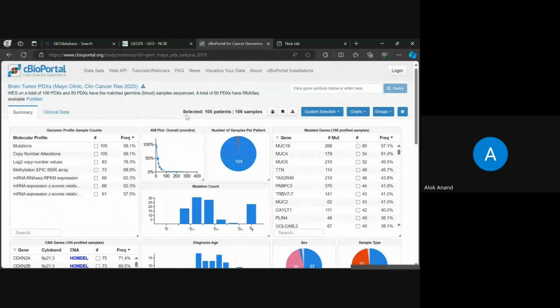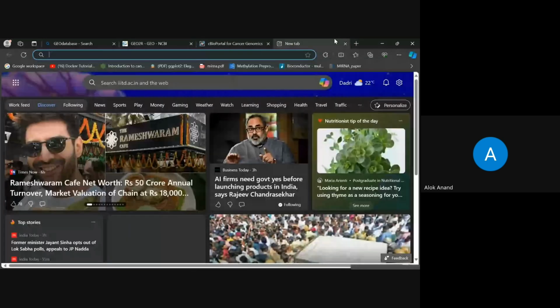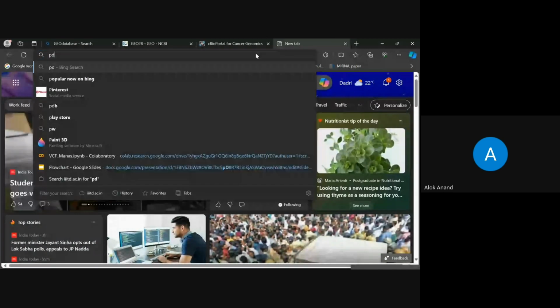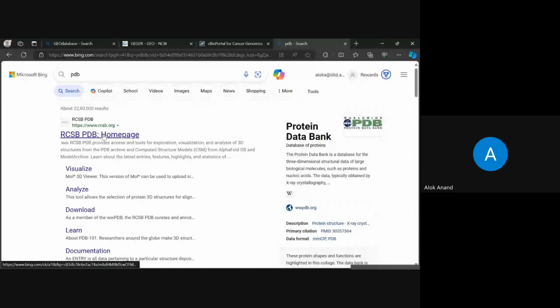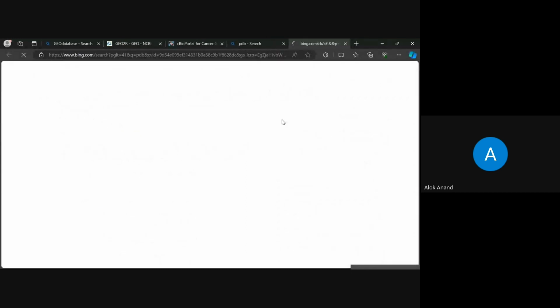Then we have the cBioPortal, one of the great platforms. In this you can find the survival data of the patients as well. Then if you go to another database known as the PDB, suppose you are someone interested in protein data analysis, then the Protein Data Bank is one of the great databases for you.